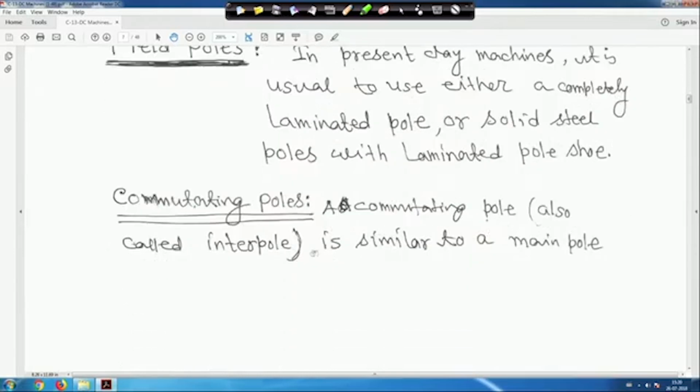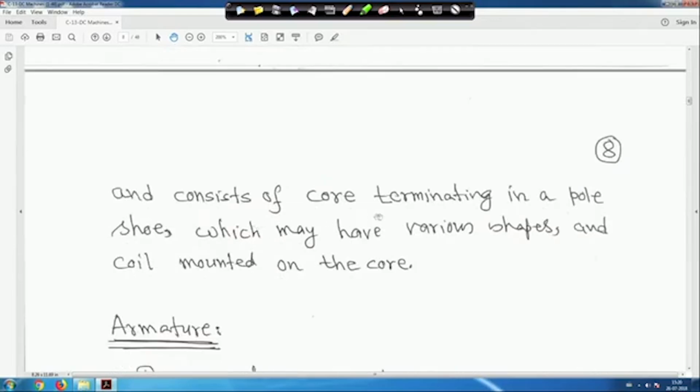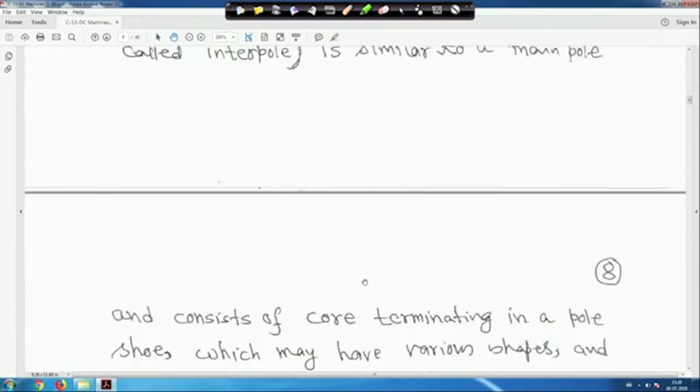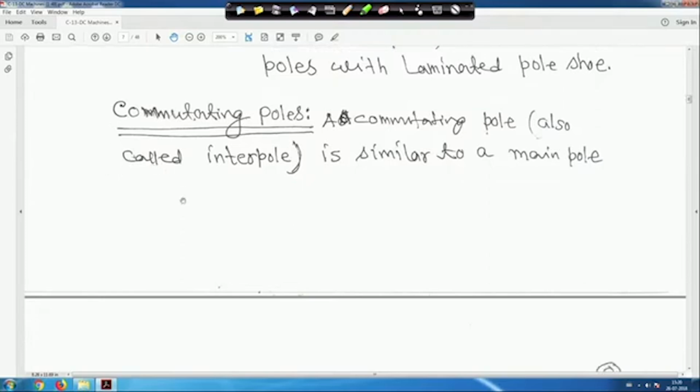Then commutating poles. A commutating pole, also called interpole, is similar to a main pole and consists of a core terminating in a pole shoe, which may have various shapes, and a coil mounted on the core. The function of this interpole or commutating pole, I am not discussing here because it is first year level, just some ideas, right.